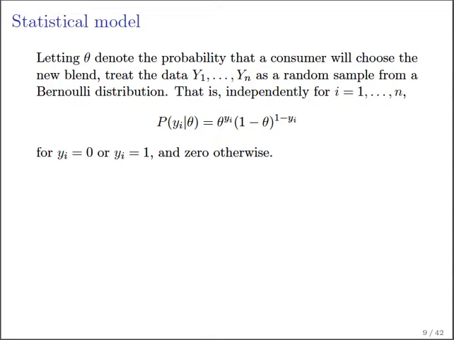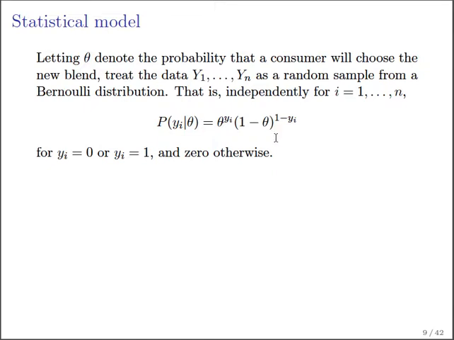It actually corresponds to the population proportion of consumers who would choose the new blend. And treat the data y1 through yn as a random sample from a Bernoulli distribution. So independently for i equals 1 to n, we have the usual Bernoulli probability mass function, where the yi's are all equal to 0 or 1. And if yi equals 0, then theta to the yi is something to the 0 power, and it's 1. And the probability of it is 1 minus theta to the power 1.